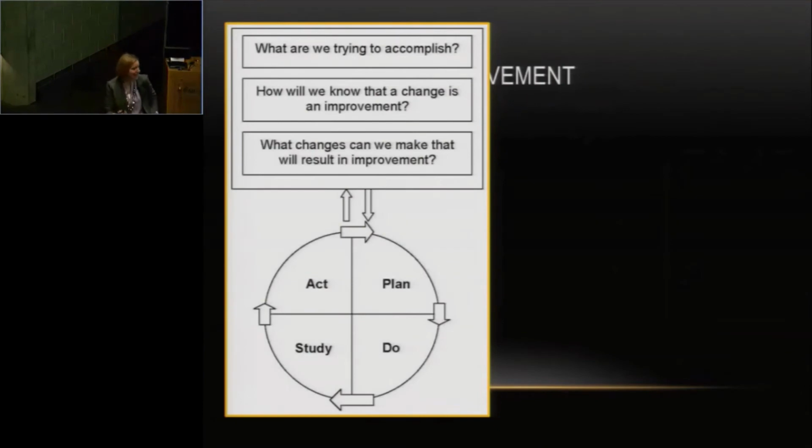So let's pretend that we're going to tackle this issue of walk-ins. If my goal is to decrease the number of walk-ins, and I put a sign on the door that says no more walk-ins, that's my intervention. How will I know in 2 weeks' time if I've made a difference or not?